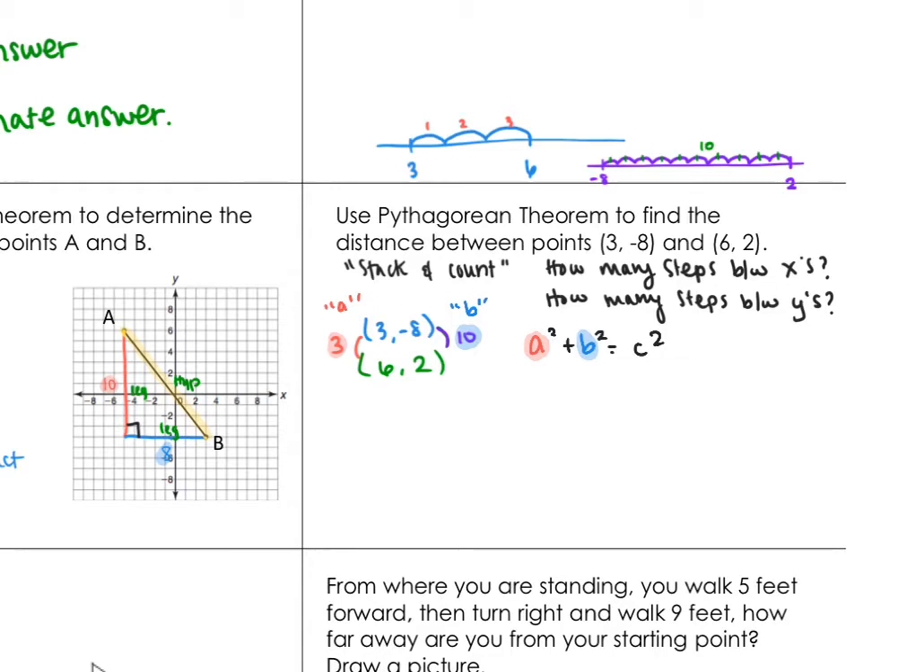All right, so it's going to be 3 squared plus 10 squared is equal to C squared. So 3 squared is 9, 10 squared is 100. Then we're going to add these two together. So C squared is 109. And then the last step of Pythagorean theorem is we take the square root. So C is the square root of 109. This is my exact answer.